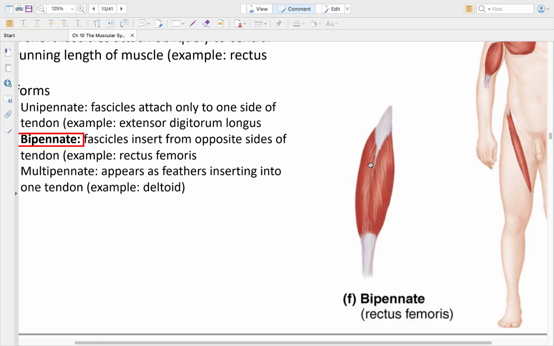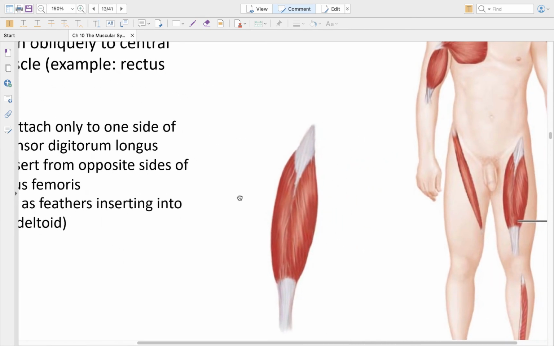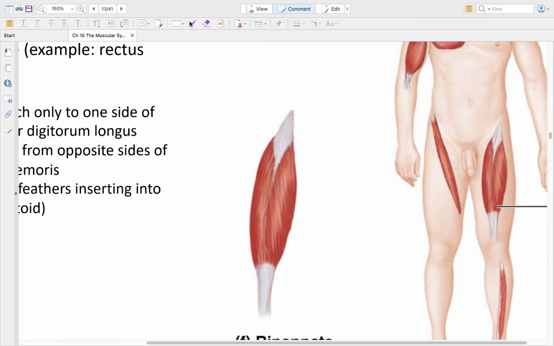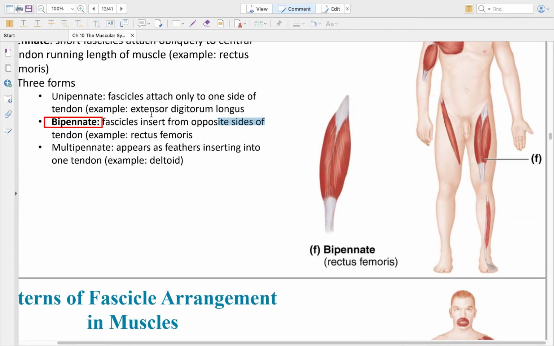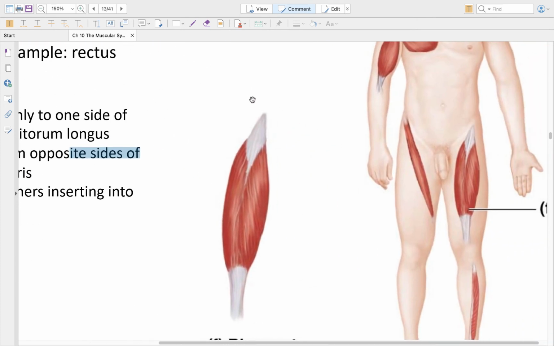That is true. So if we look very, very closely, just zoom out a little bit. There we go. Okay, so there's our tendon in white. And notice that the fascicles are running opposite of the tendon, because look at the tendon running straight, and those ones are running obliquely.